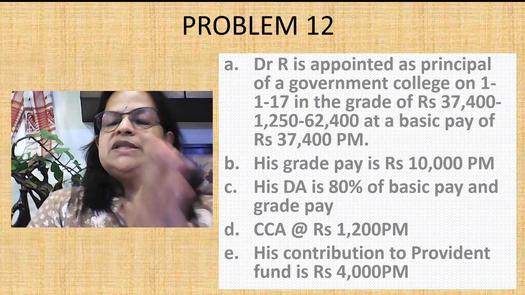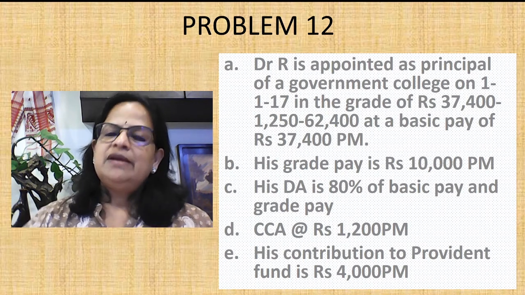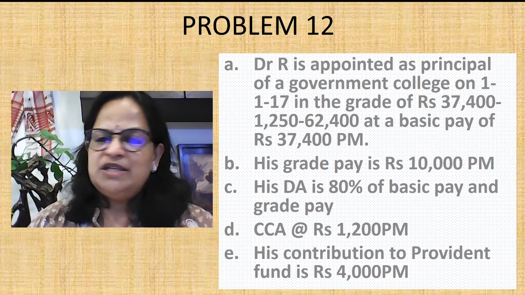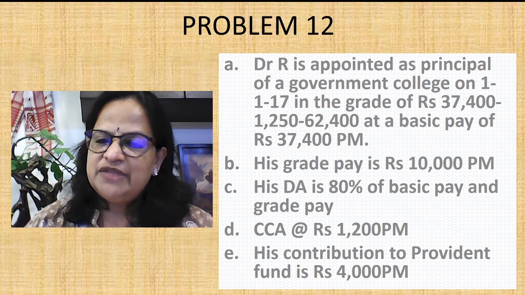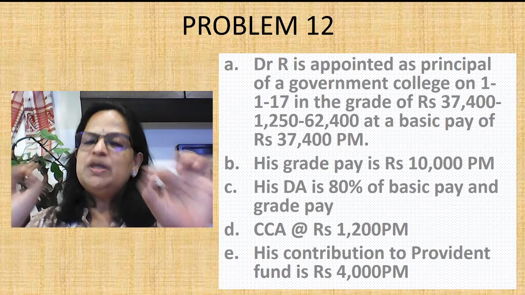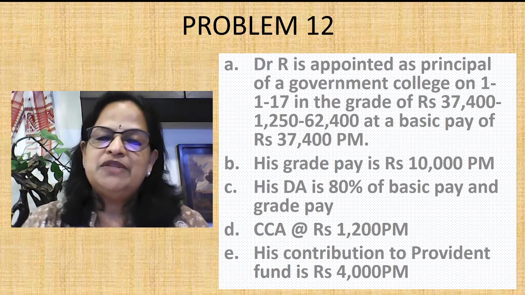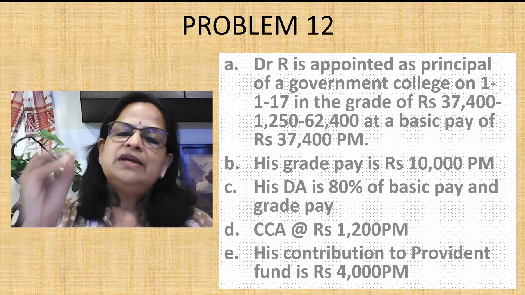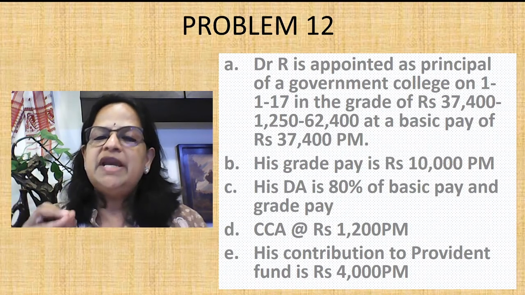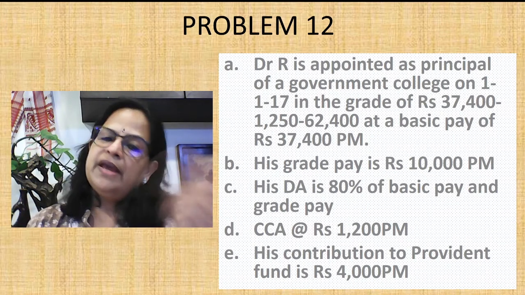Grade pay meaning, if it's a university employee, assistant professor is there, associate professor is there, professor is there. Assistant professor grade pay will be, imagine, 5,000. Associate professor, 7,500. Professor, 10,000. Like this grade pay is based on the position he is holding in the organization. So this will be included for retirement benefits. Grade pay, please remember that whether it's mentioned or not, you have to include this for retirement benefits. Now DA is 80% of basic pay and grade pay.